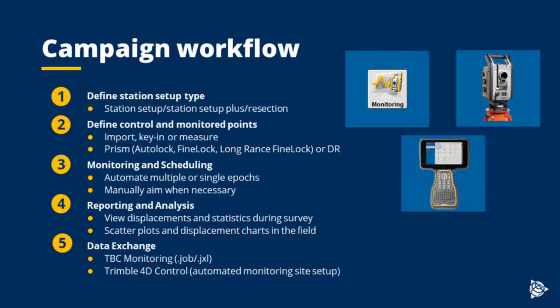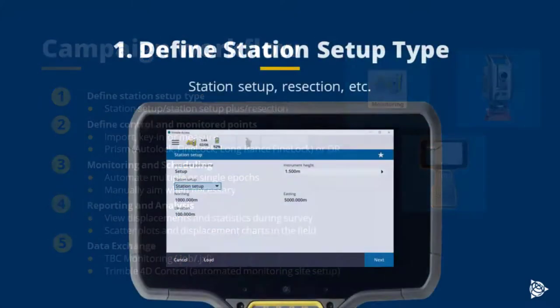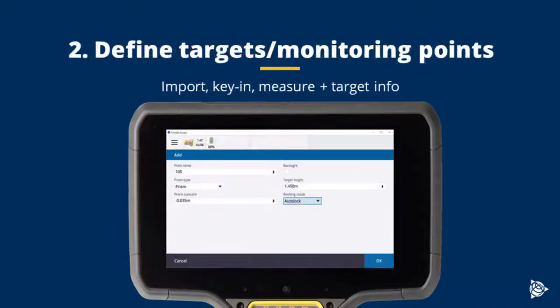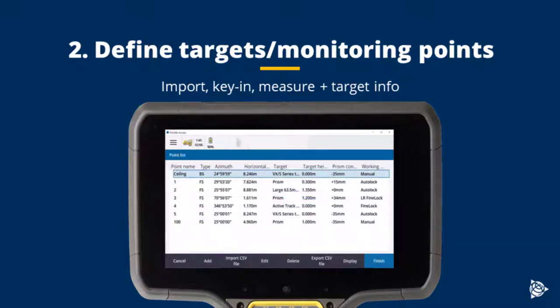The first step is to define the station setup type, whether that's multiple backsites, single backsite, or resection. Next is to define the target monitoring points. These can be imported, keyed in, or measured while on site. This includes the target info, such as the target type and prisms and measurement mode.